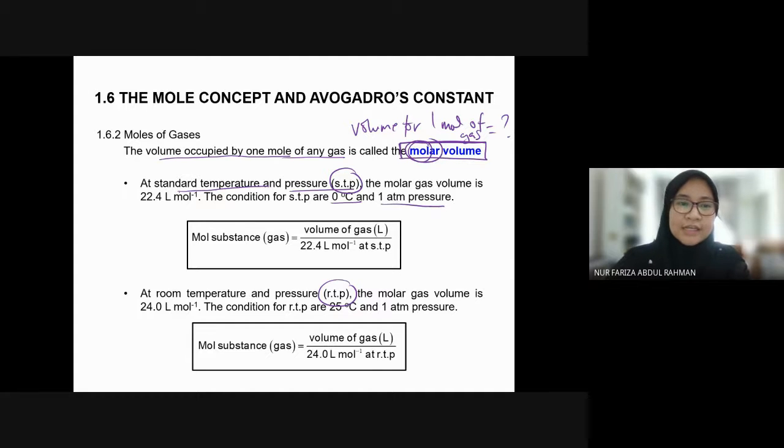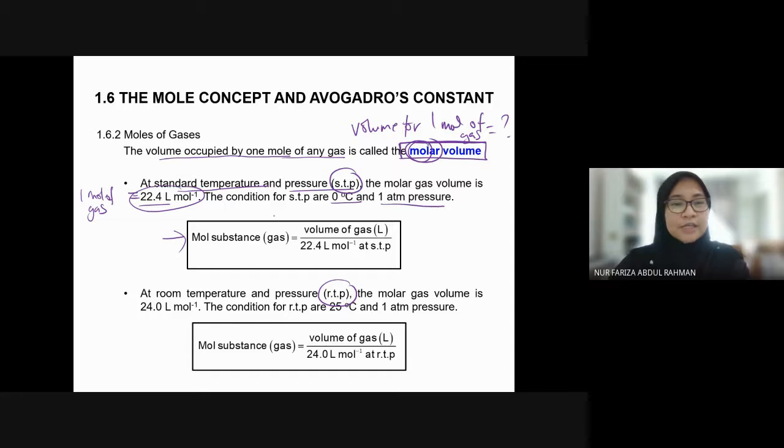And one more thing, you need to know that at STP, if it is 1 mole of gas, then the volume should be equal to 22.4 liter. So this is by formula. You may use this as your formula: mole of gas is equal to volume of gas in liter over 22.4 liter per mole at STP. If not, you can also use dimensional analysis.